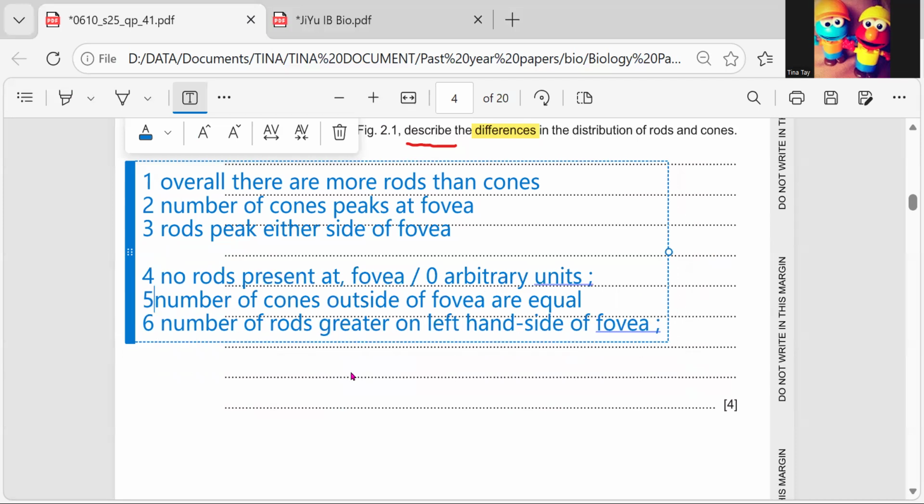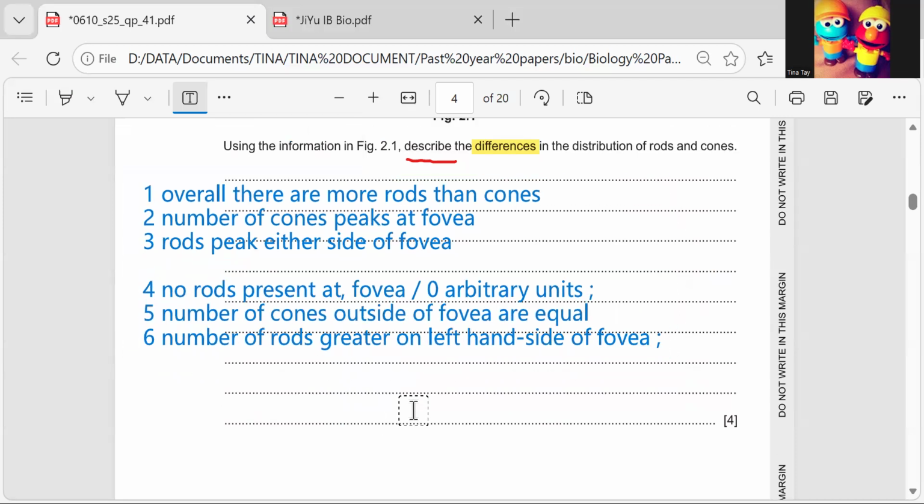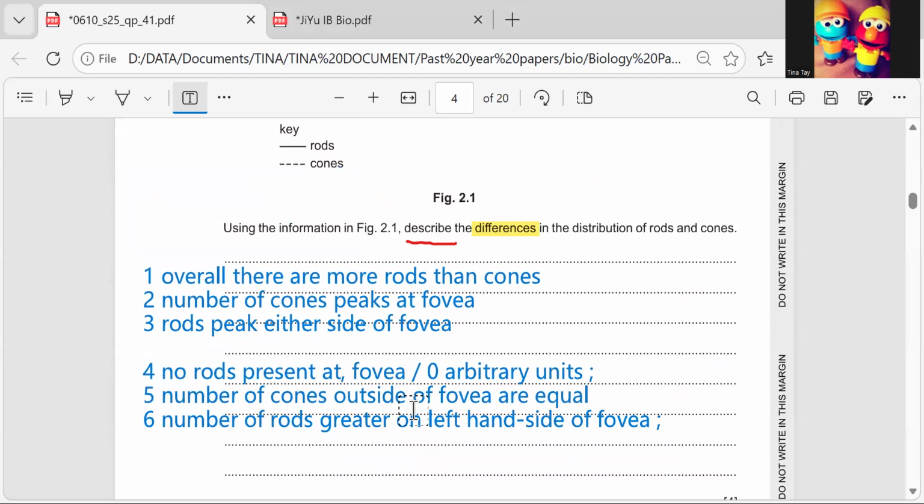Did you get it correct? I'm gonna check. I got 3 more. Okay, think heavily. Most amount of cones would be marks. That's wrong. Okay, what's that?